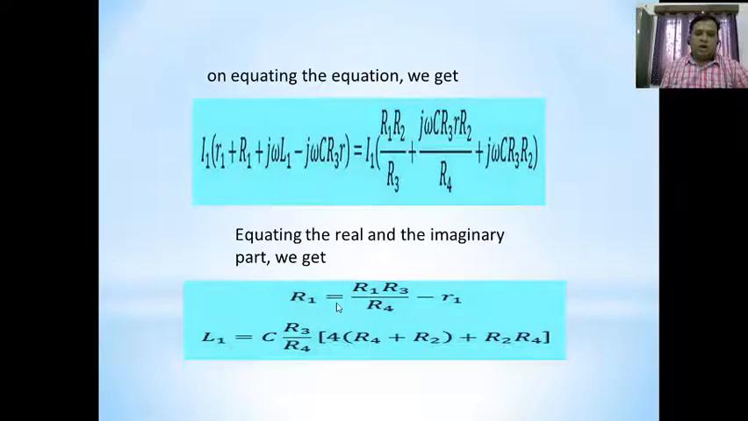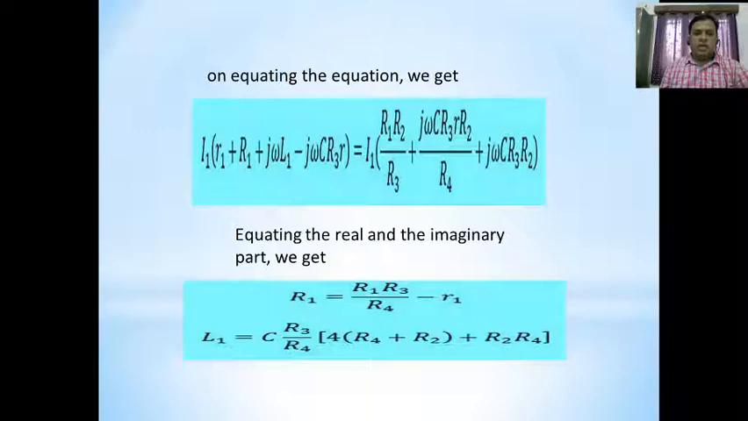R1 is equal to R1 R3 by R4 minus R1. So what we got here is R1 is equal to R1 R3 by R4 minus R1, and therefore we want to find out the inductance L1. L1 is equal to C into R3 by R4 into 4 into R4 plus R2 plus R2 R4.